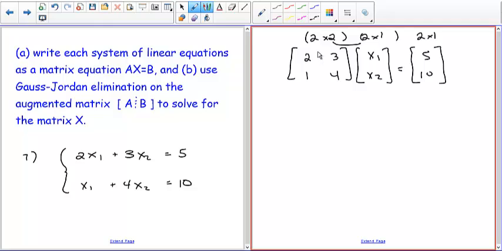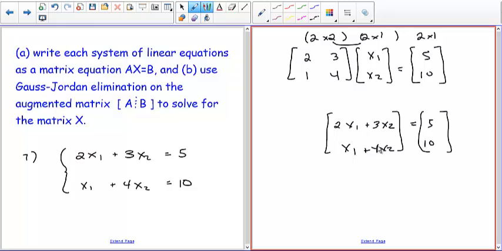And then the matrix multiplication says that I'm going to take, if I do this as a matrix, 2 times first row, first column, plus first row, second column. So I take 2 times x1 plus 3 times x2 equals 5, and then I have 1 times x1 plus 4 times x2 equals 10. Because these are both the same size matrices, you can then take it out of matrix form and get back to your original non-matrix form. Okay, so that's how it works. So that's part A.